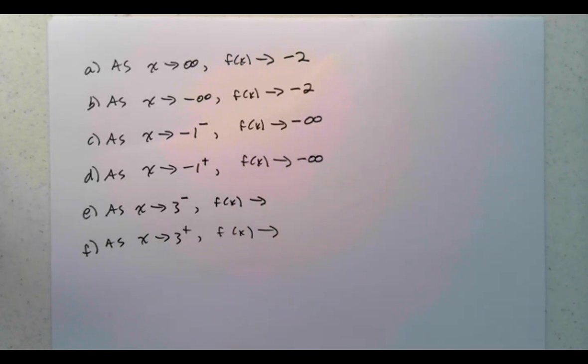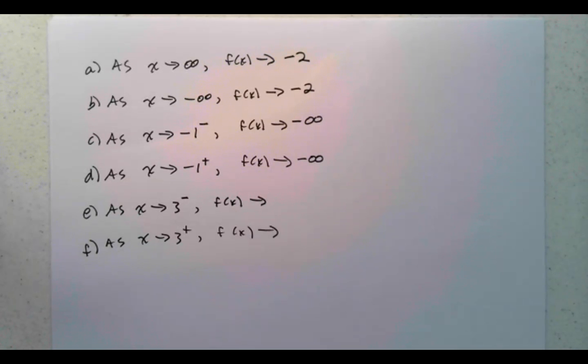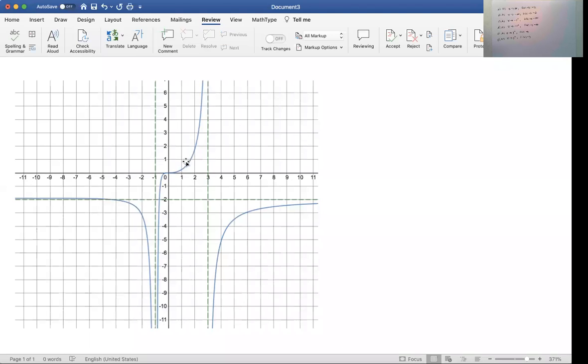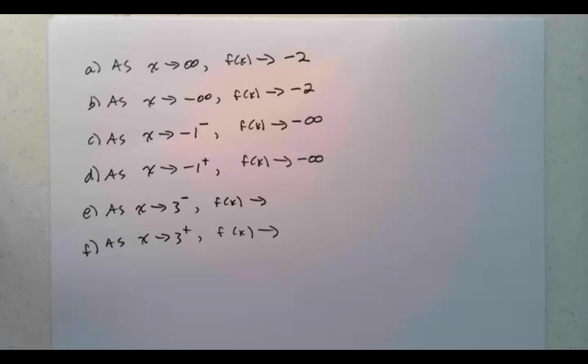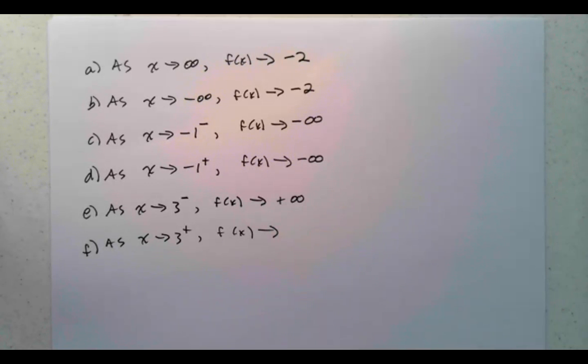And then our last couple questions here, as x approaches 3 from the left, what is f of x approaching? X approaches 3 from the left. What's happening? Approaching 3 from the left, it's growing up. So that's heading towards +infinity. Put the positive there just for emphasis, although of course that's not required.